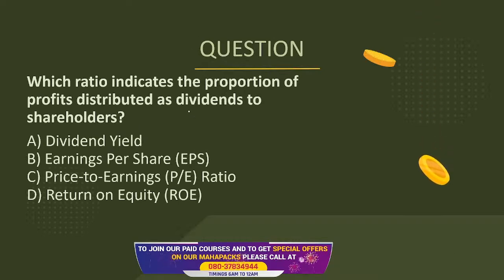Which ratio indicates the proportion of profit distributed as dividends to the shareholders? Dividend yield, earnings per share, or price to earnings ratio, or ROE. You know, PE is a very important ratio, not only for ratio analysis but also in terms of the chapter module D as well. Then you'll study it in the CIB as well. If you are investing time in the PE ratio, you're going to use it in multiple areas.